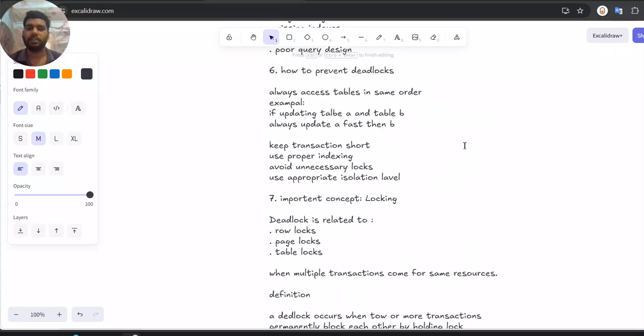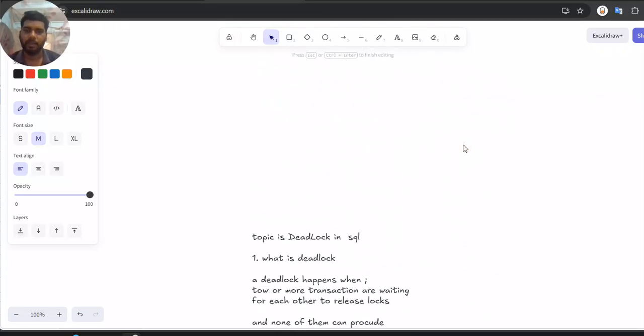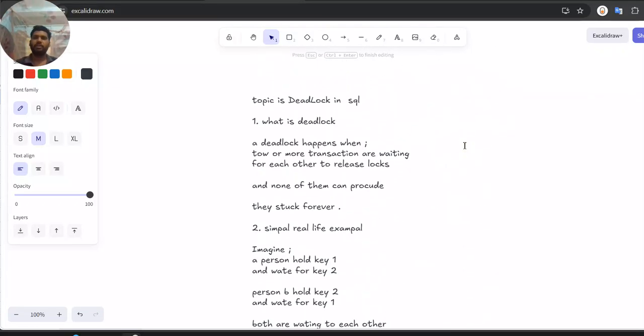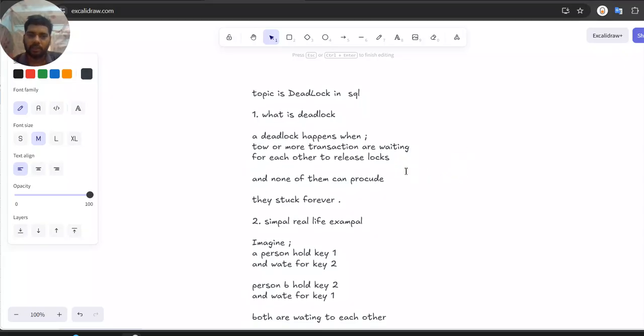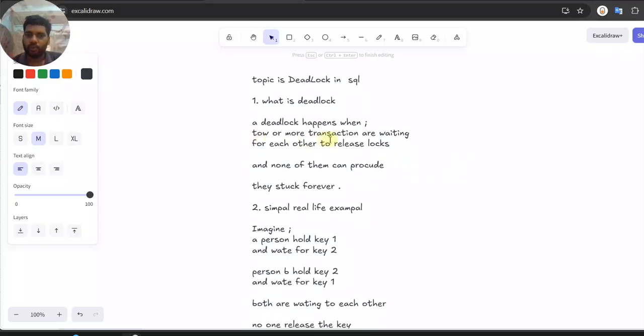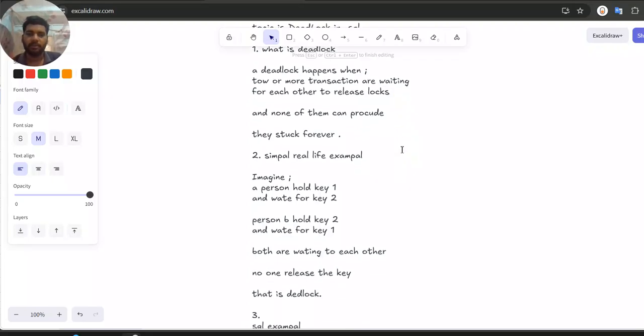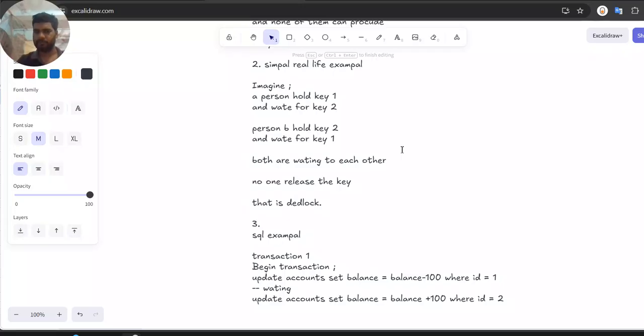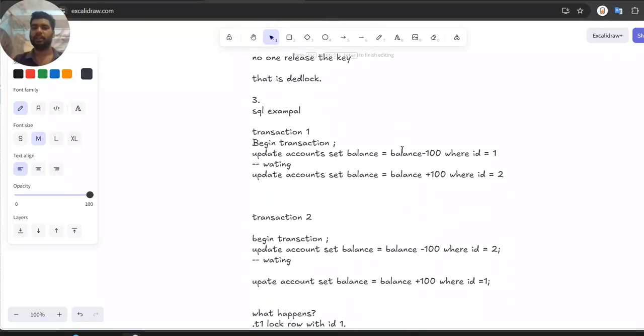So let's just revise it from start to end. The topic is deadlock in SQL. What is deadlock? A deadlock happens when two or more transactions are waiting for each other to release lock, and none of them can proceed. They are stuck forever. Simple real life example: imagine a person holds key 1 and waits for key 2, and another person holds key 2 and waits for key 1. Both are waiting for each other. None releases the key. That is deadlock.